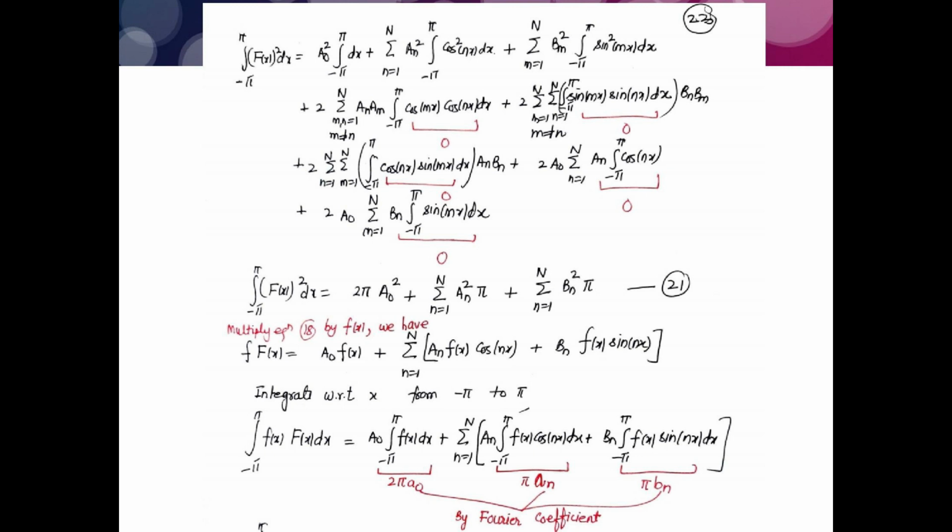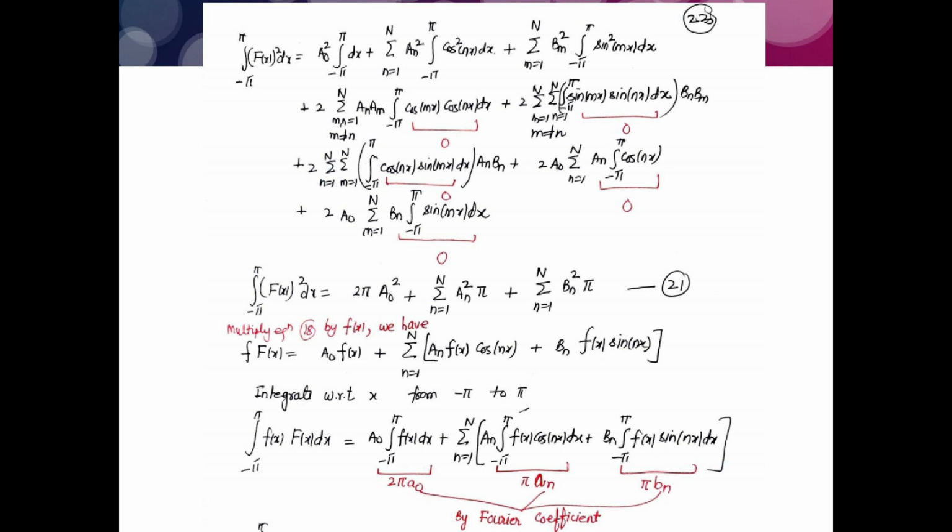Now to calculate the next expression in the error, we multiply the capital F of x function by small f of x. That is equation number 18 by small f of x. We have the next equation. Now integrate with respect to x from minus pi to pi. Now we have the last expression.